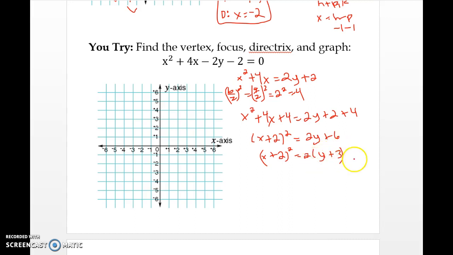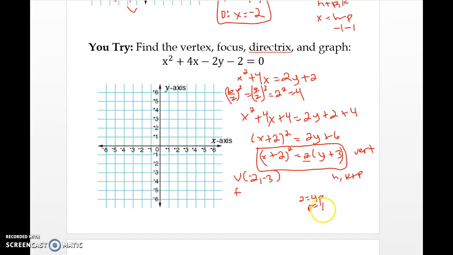Because y is single, this is going to be vertical. And this is my equation. My vertex is h, k. H is negative 2. K is negative 3. Changing the signs because they're in parentheses. Your focus now is h comma k plus p, but we have to find p. This number here is 2, and that equals 4p. So then p is going to equal 1/2.